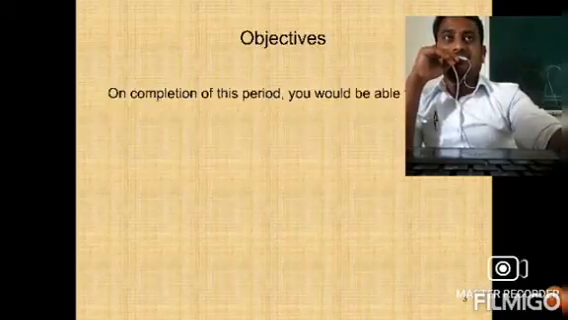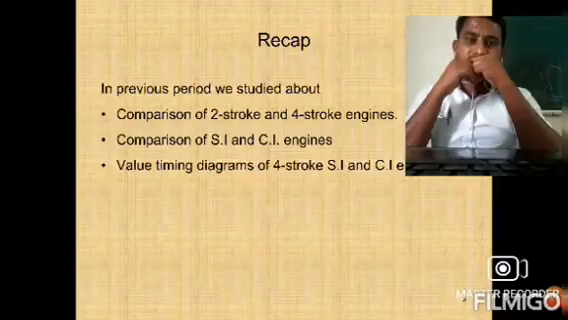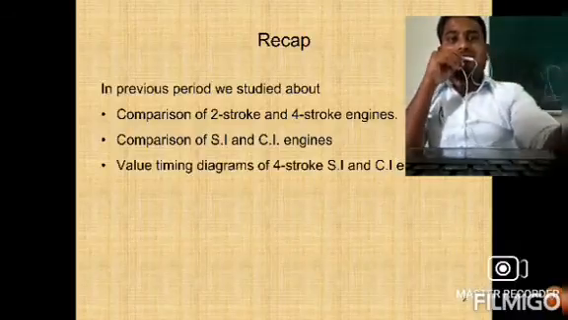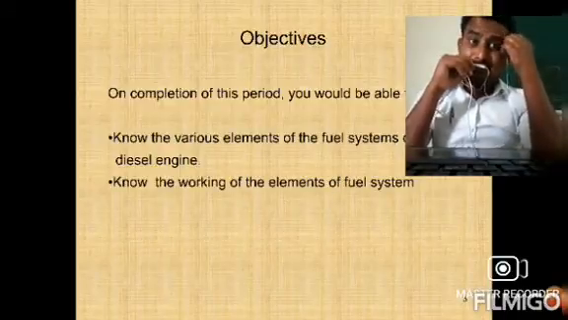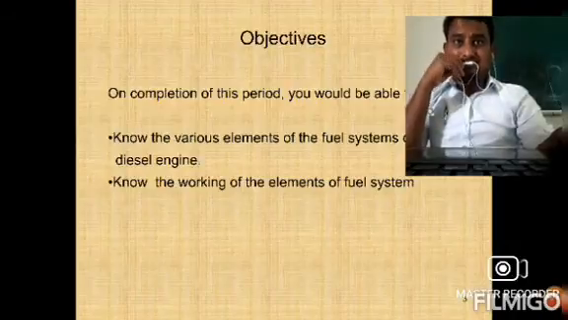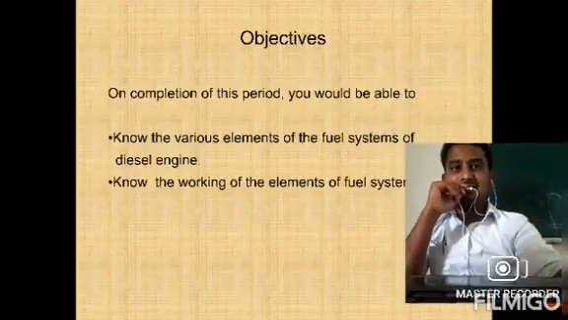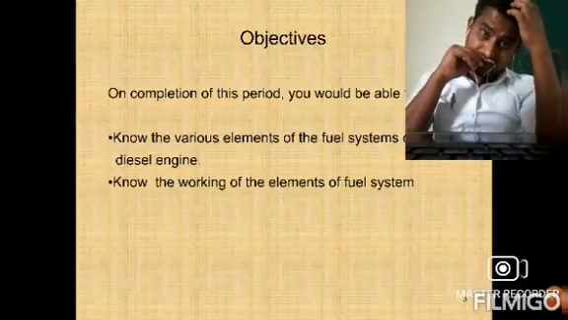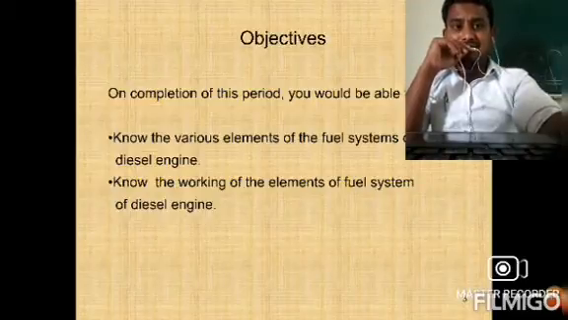In the last class we discussed the comparison of two stroke and four stroke engines, and the comparison of CI engines and SI engines, that is, petrol and diesel engines. Then the valve timing diagram for four stroke engines. Next, we will know the various elements of the fuel system and the working of the elements of the fuel system of a diesel engine. These are the present topic.